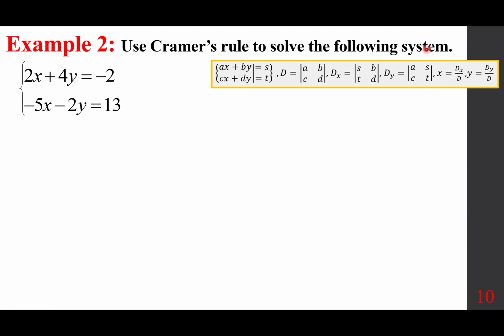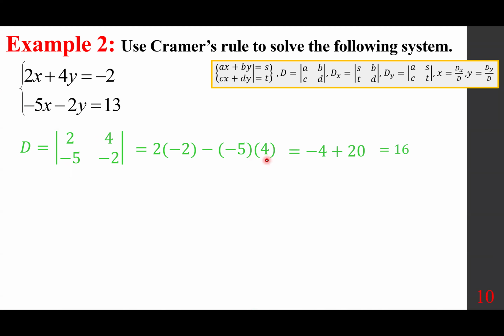Let's use Cramer's rule to solve the following system. First, we are going to write the D. The D would be the coefficient matrix. Write the determinant for 2, negative 5, 4, negative 2. And it's the cross product: 2 times negative 2 minus 4 times negative 5. Negative 4 plus 20 gives us 16.